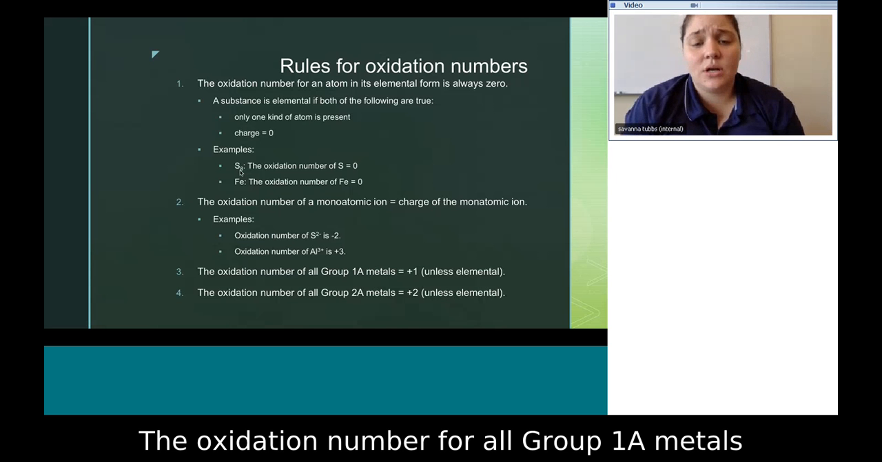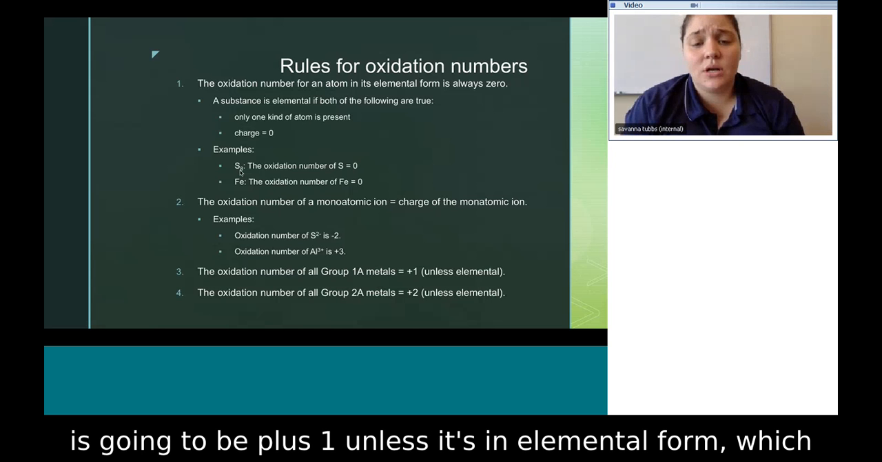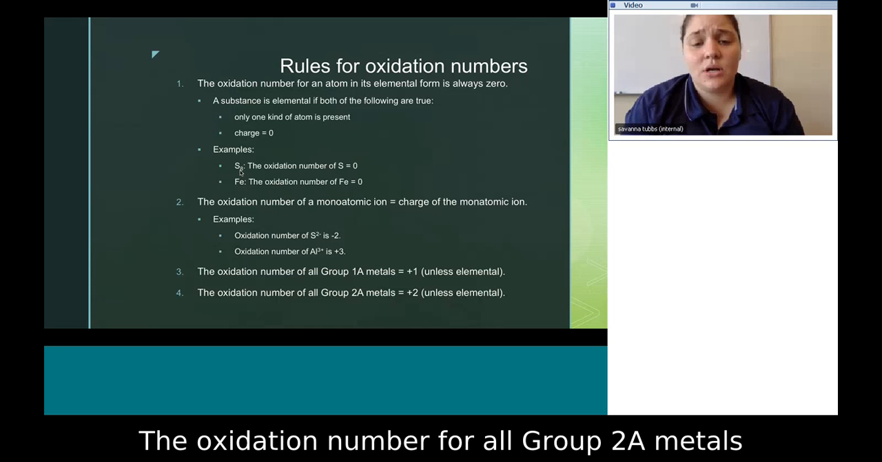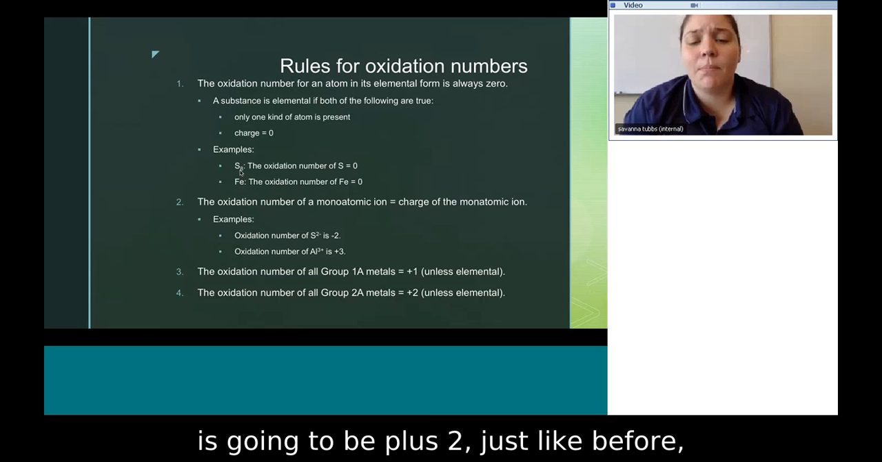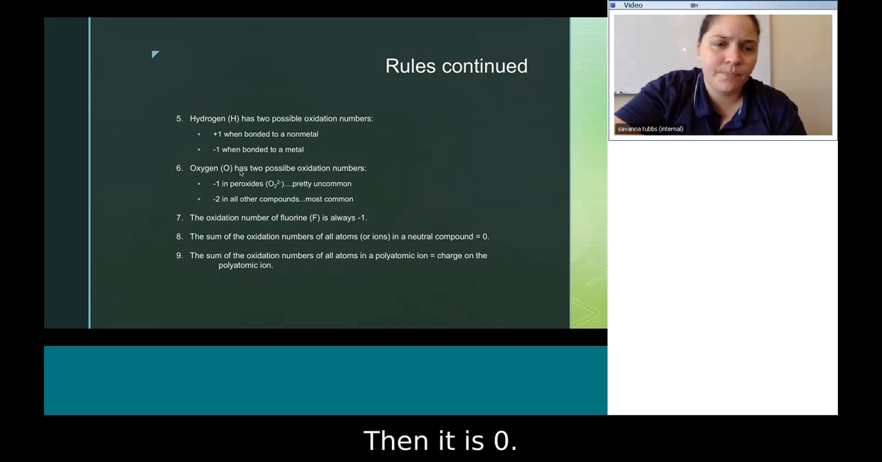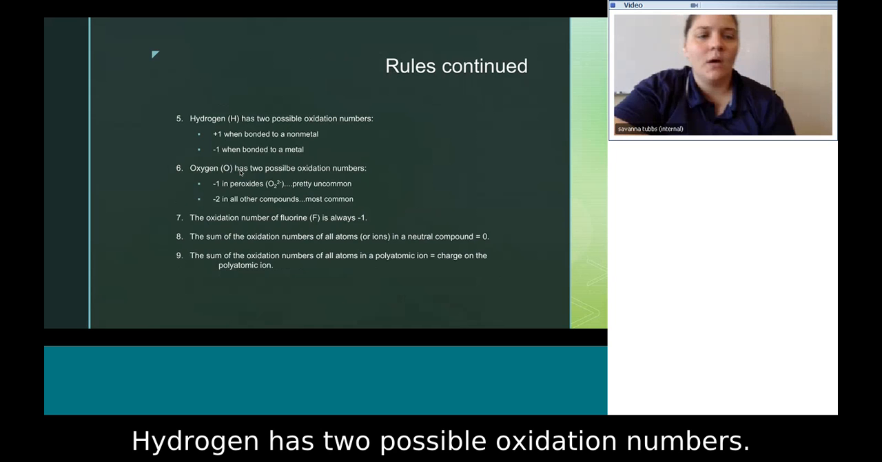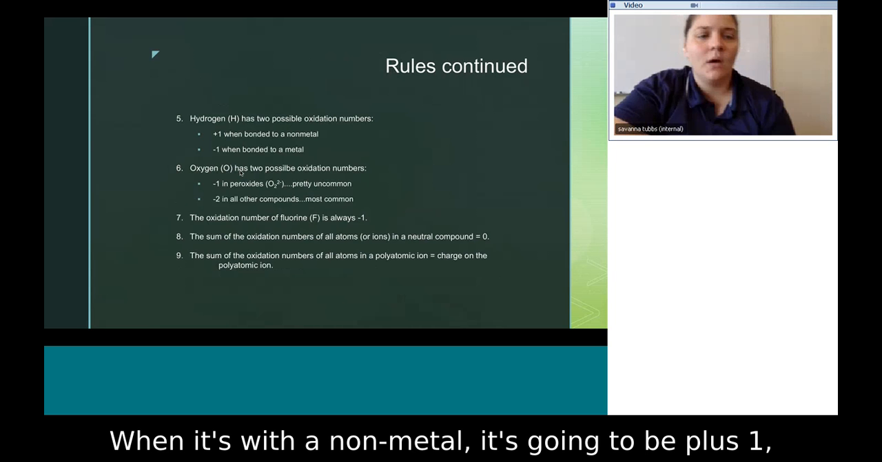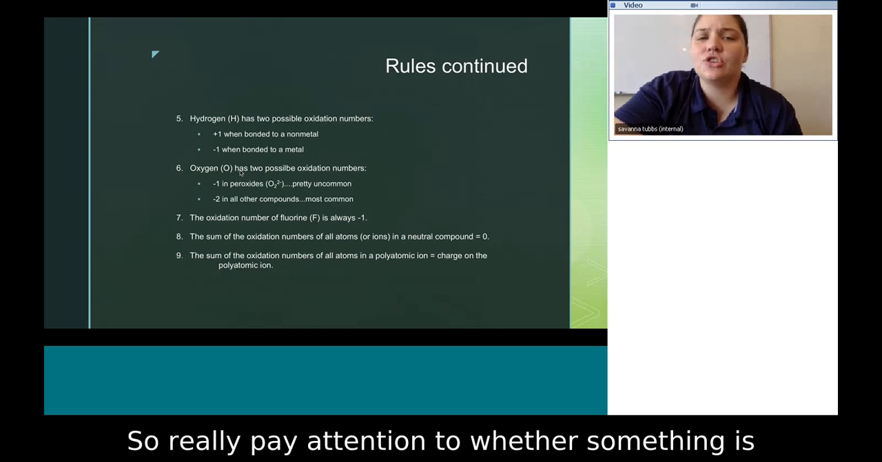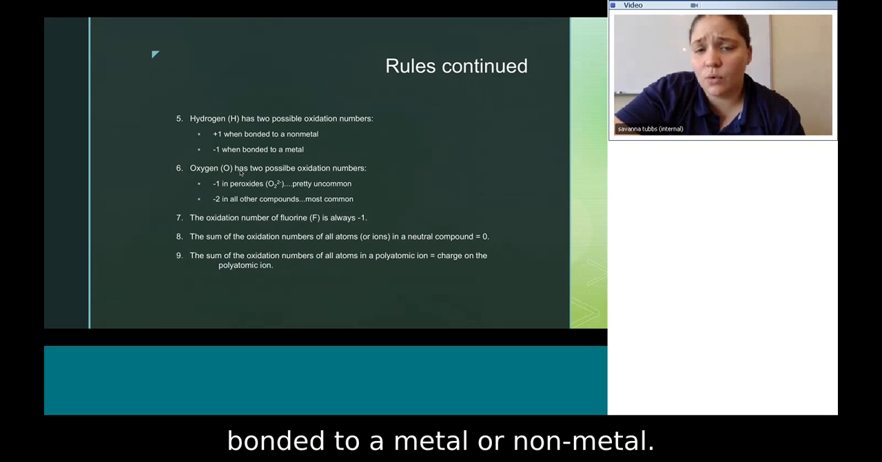The oxidation number for all group 1A metals is going to be +1 unless it's in elemental form, which would be 0. The oxidation number for all group 2A metals is going to be +2, just like before, unless it's in elemental form, then it is 0. Hydrogen has two possible oxidation numbers. When it's with a nonmetal, it's going to be +1, and when it's with a metal, it's going to be -1. So really pay attention to whether something is bonded to a metal or nonmetal.